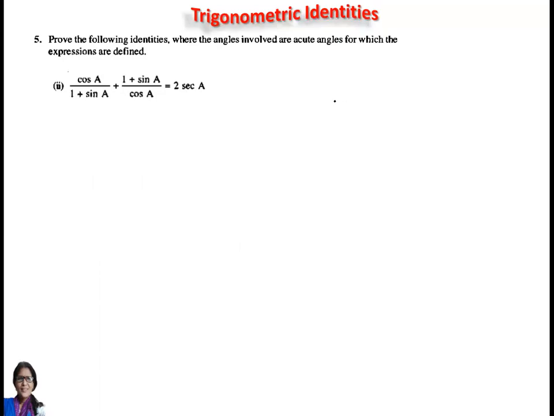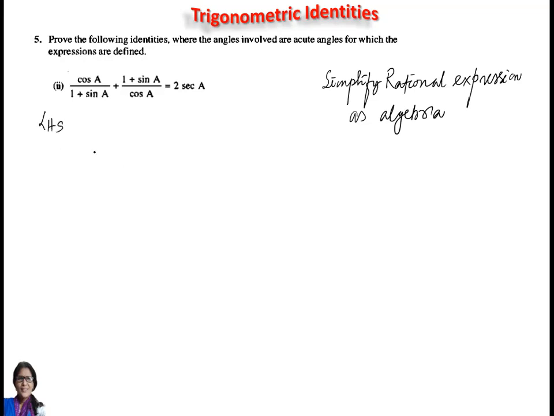As I told earlier, all your algebraic concepts are used here. That means you will simplify the rational expression as you do in algebra, and then apply trigonometric relations. So the LHS will be just your denominator. I'll take the LCM, that means I'll multiply these two.